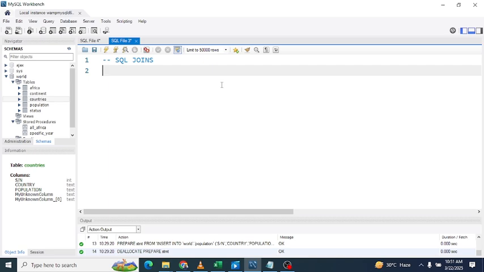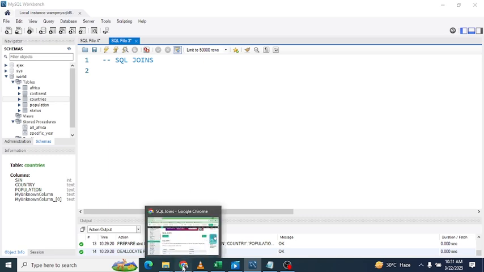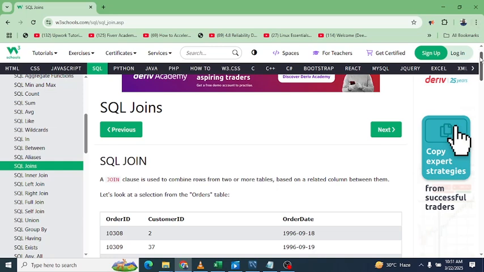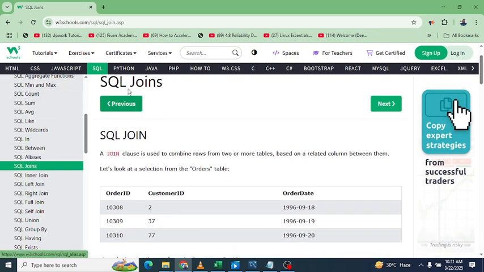Now, let me make a reference to this material, W3Schools, which I usually make reference to. It has very simplified descriptions of the concepts. So we have SQL join here. When you read through the W3Schools website, a very, very good website, what is it saying when you look at SQL join here?